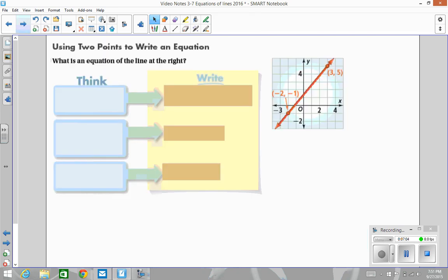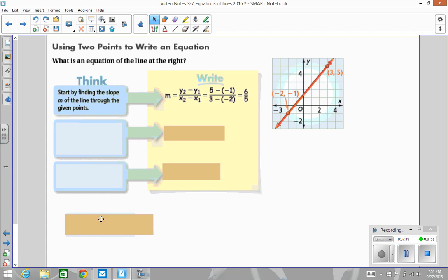All right. Next problem. Using 2 points to write an equation. So let's go through this process once again. First thing, if you have a line graphed, we got the 2 points, and we want to start by finding the slope of that line. If we do that, we get 6 over 5. Now, if you had a graph, you could do rise over run and just count.